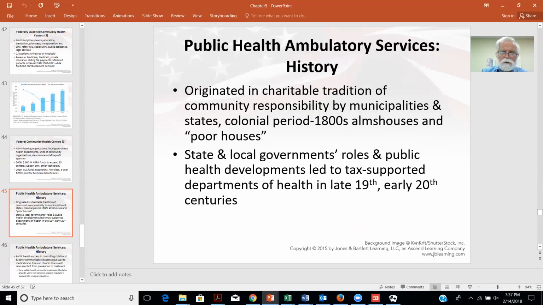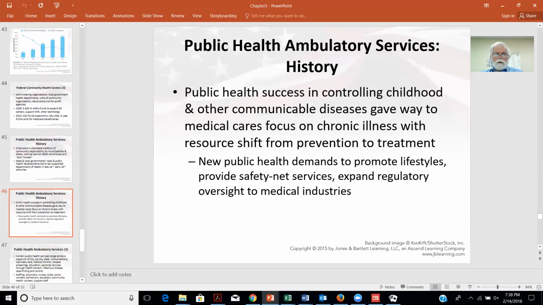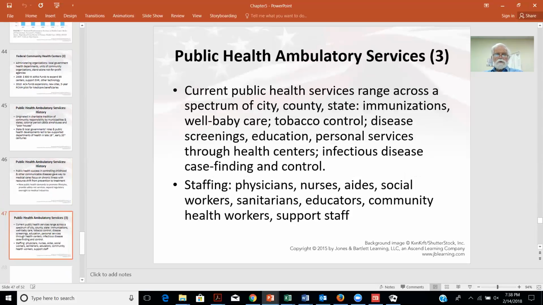Public health services grew out of the almshouses, poor houses, and pest houses we talked about on Monday, and really started developing with state-supported departments of health. And public health is very much interested in controlling the incidence of childhood disease and communicable disease, with one of the largest public health agencies in the world being the Centers for Disease Control.